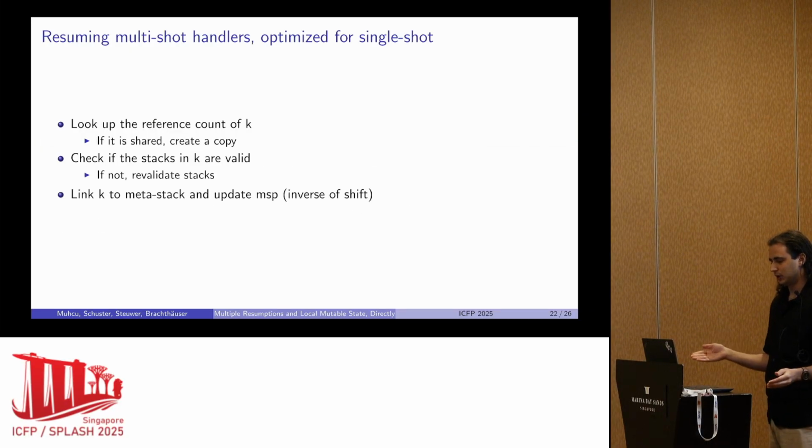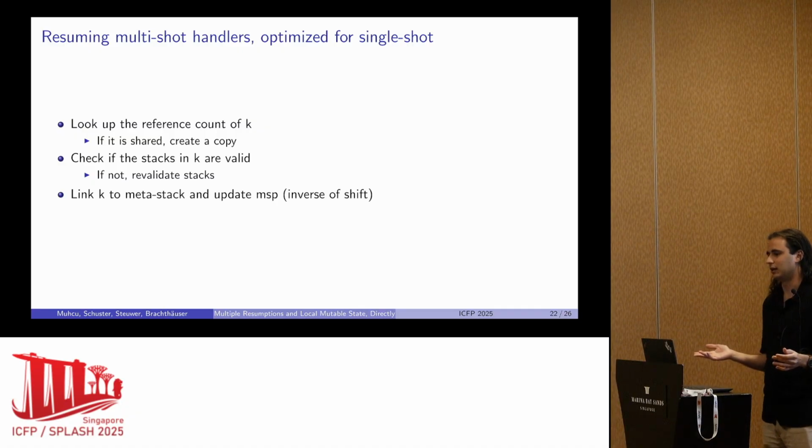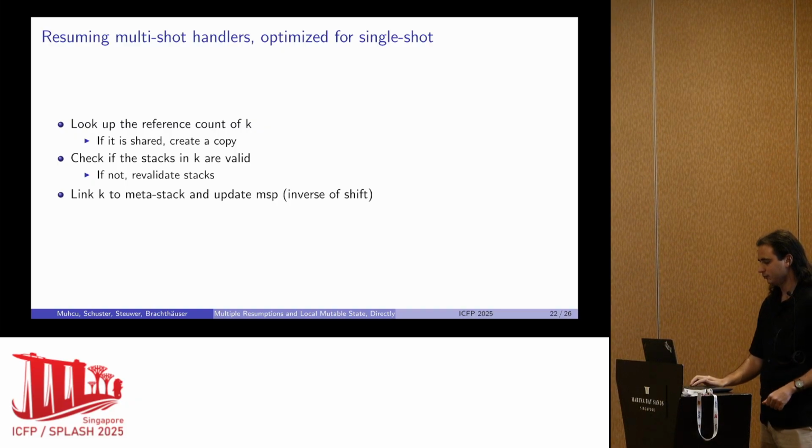Right, to summarize, resuming is done in three steps. First, we look at the reference count and copy if needed. And then we check the validity of a continuation and then revalidate if needed. And finally, we link the continuation back to the meta stack. And the two checks we have here always succeed for single-shot handlers, because for single-shot handlers, we are never copying anything. And if we never copy, we also never get invalid stacks.